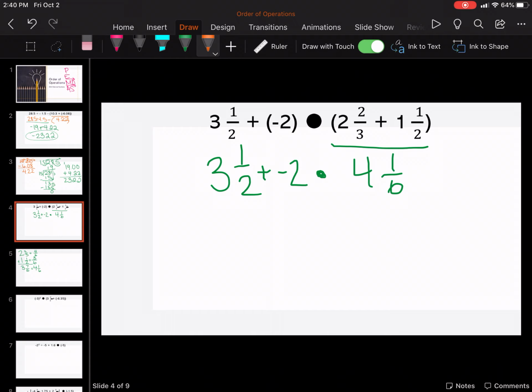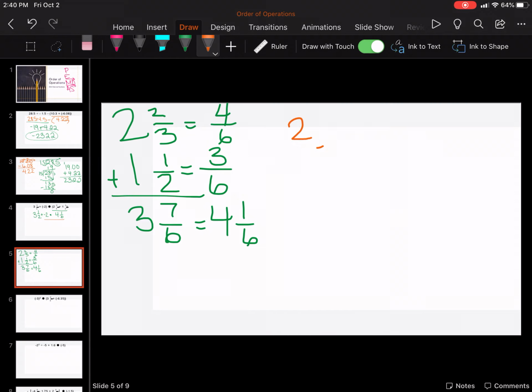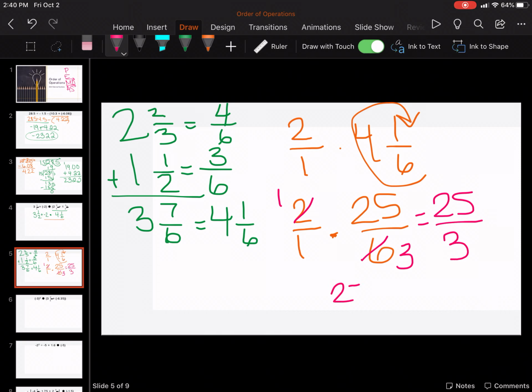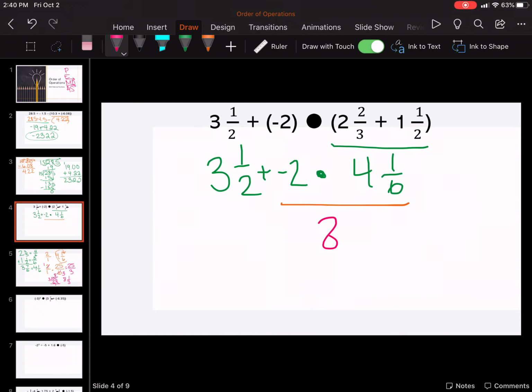Okay, so we need to multiply. So 2 over 1 times 4 and 1/6. 2 over 1 times, make this improper, 25 over 6. I'm going to cross simplify, make that a 1, make that a 3. 25 over 3. 25 divided by 3 goes in 8 and 1/3, and it's going to be negative 8 and 1/3 because of the negative 2.